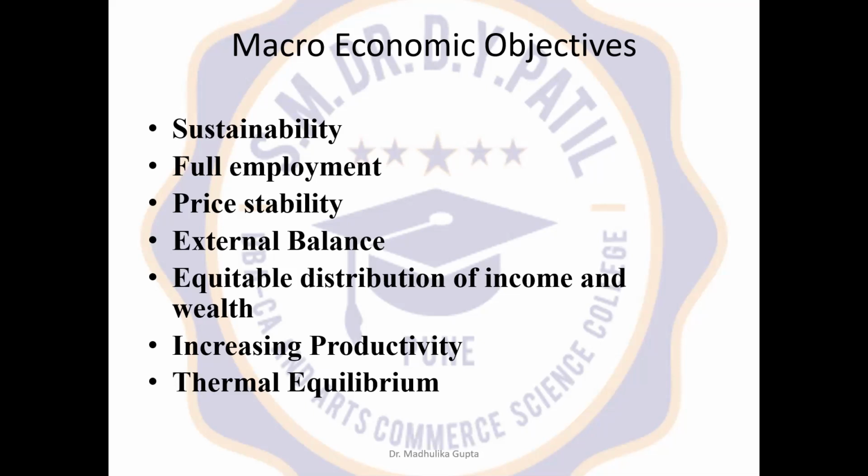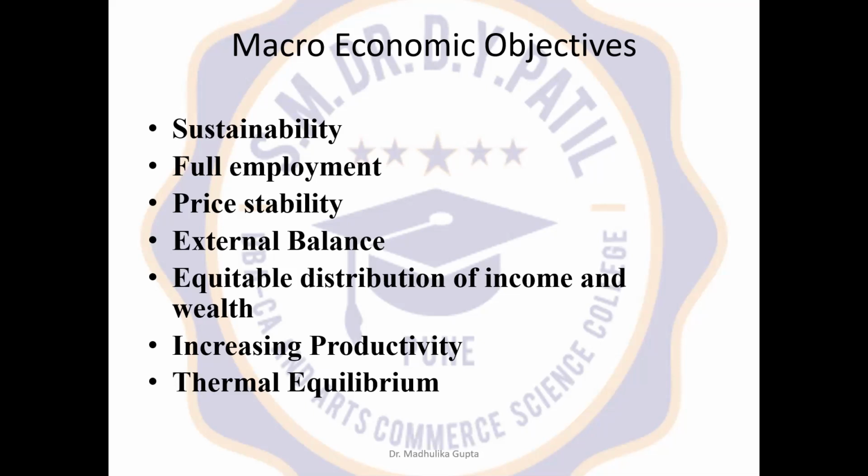The next is equitable distribution of income and wealth, like a fair share of the national cake, more equitable than would be in the case of an entirely free market, right? Like the other economic objectives, the distribution of income is partly a subjective or normative issue. So there should be an equitable distribution of income and wealth in the country. That is another objective of macroeconomics.